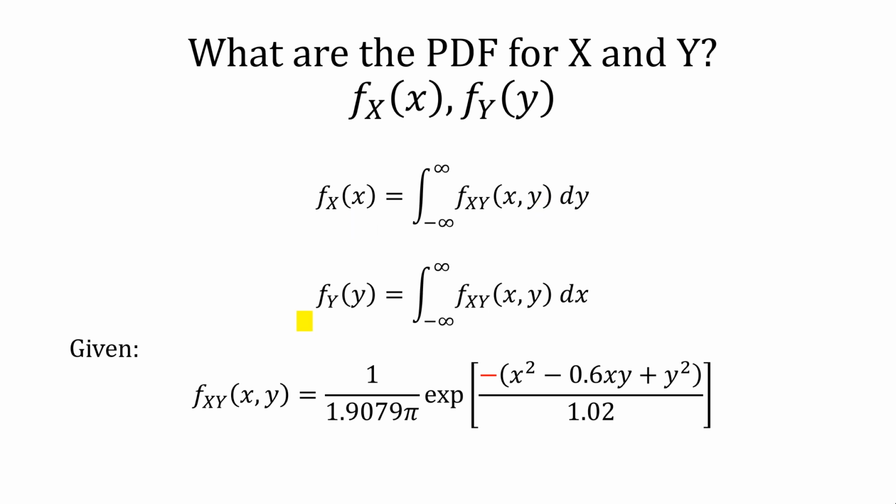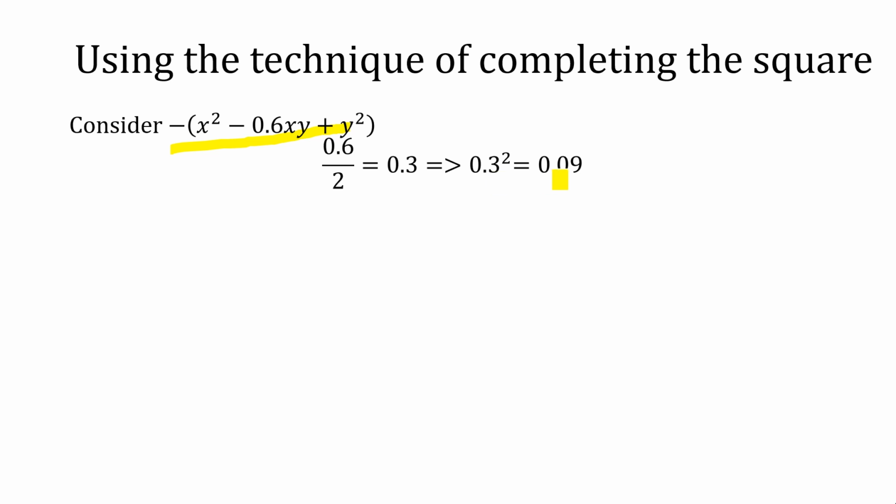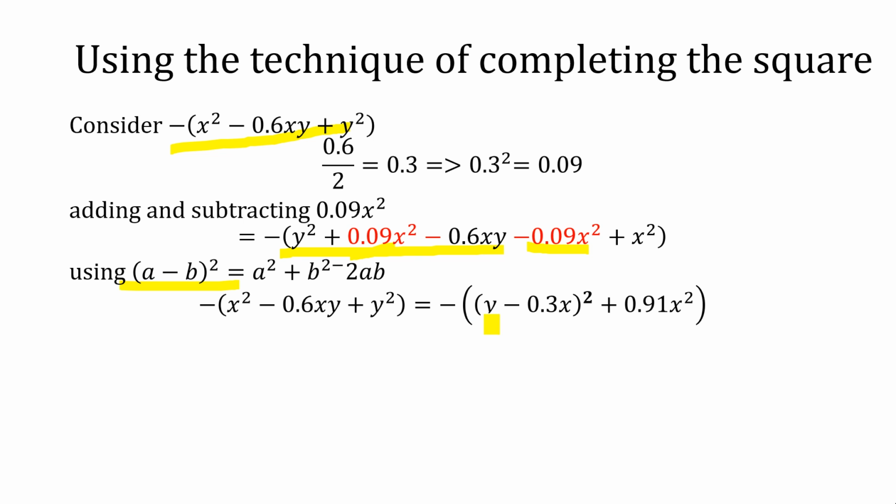We know the formula for fx of x and fy of y. This is the given expression. We need to adjust this term such that it is helpful in the calculation of fx of x and fy of y. We have to follow the same procedures. Using the technique of completing the square, consider the equation. Half of 0.6 is 0.3, square of 0.3 is 0.09. Adding and subtracting 0.09 x square to this equation. Using the a minus b whole square formula, the first three terms can be written in this format. Alright, so y minus 0.3x whole square plus 1 minus 0.09 can be written as 0.91 x square.